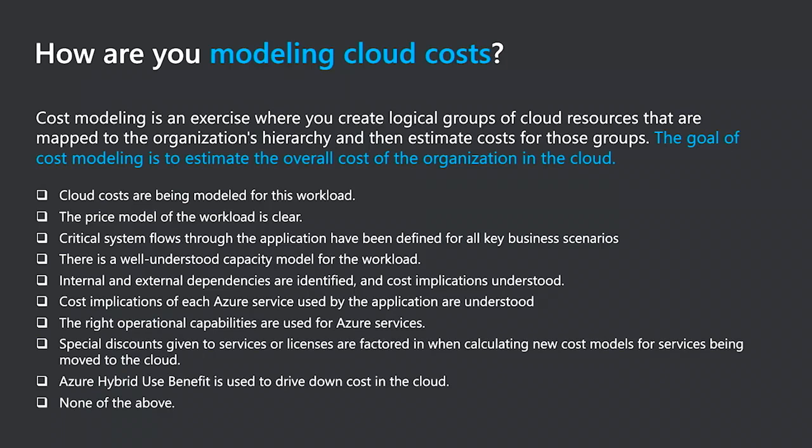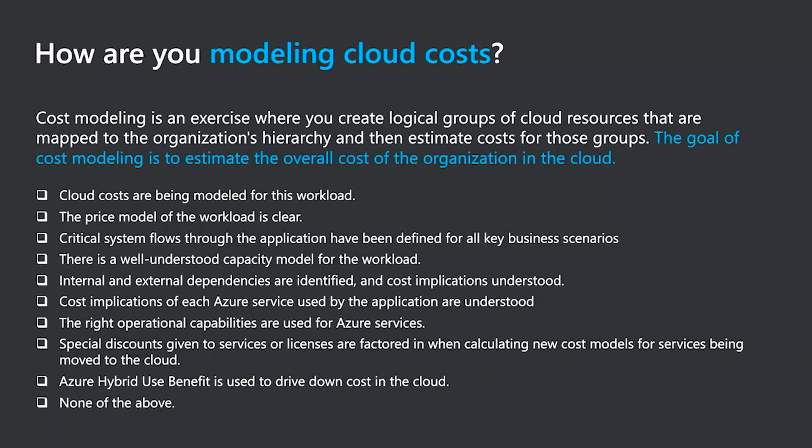Special discounts given to services or licenses are factored in when calculating new cost models for services being moved to the cloud. When alternative cost options are considered, it should be understood first if any special offers or deals are given for the existing SKUs to verify that the correct prices are being used to build a business case.